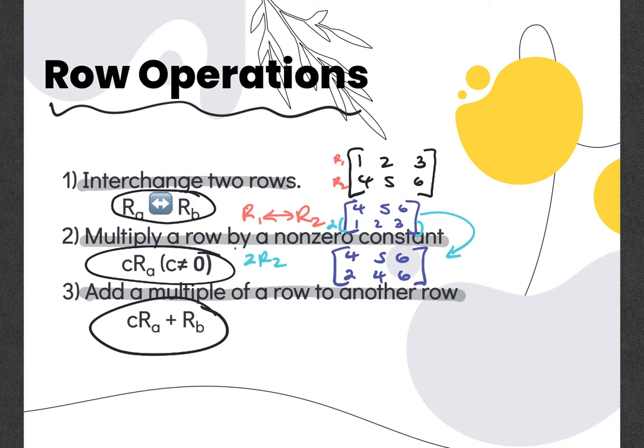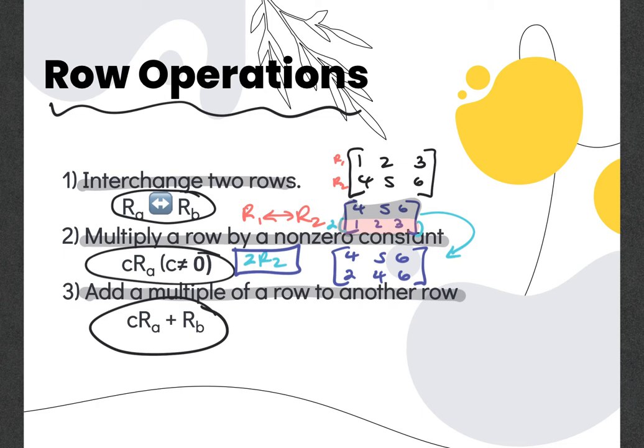So if I said 2 times row 2, I'm going to take this last matrix that I just made and multiply everything in row 2 by 2. It's like you're distributing it: 2 times 1, 2 times 2, and 2 times 3. So you can multiply the different rows by different numbers.